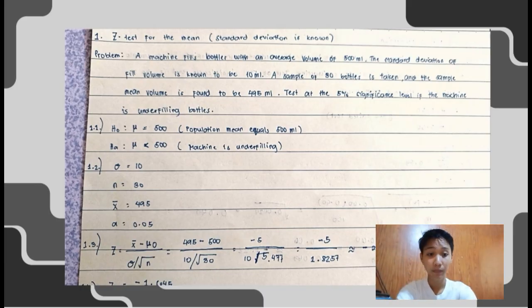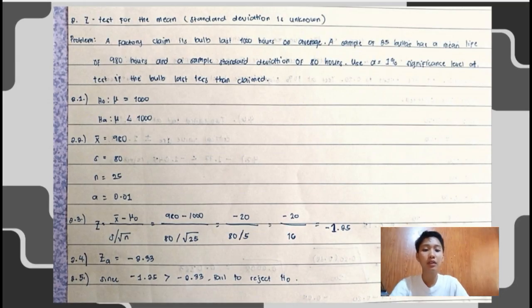To identify the critical value, our population mean is 500 and our significance level is 0.05. We are going to identify it using the table, which is negative 1.645.